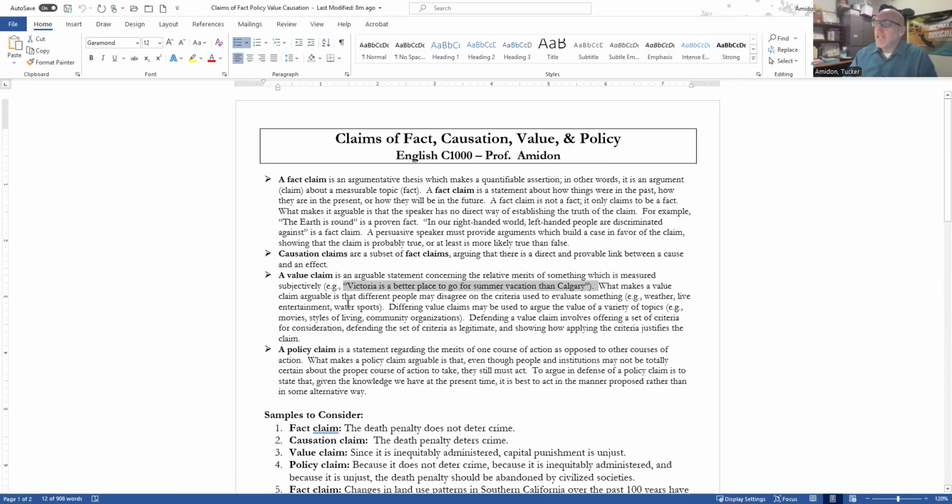So what makes a claim arguable is that different people may disagree on the criteria used to evaluate something. Differing value claims may be used to argue on a variety of topics. Okay. Defending a value claim involves offering a set of criteria for consideration, defending the set of criteria as legitimate, and showing how applying the criteria justifies the claim.